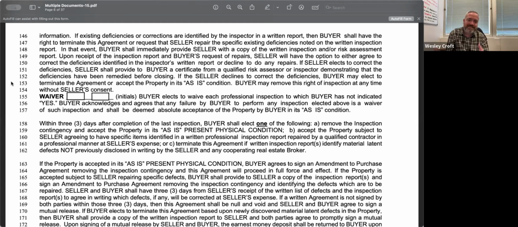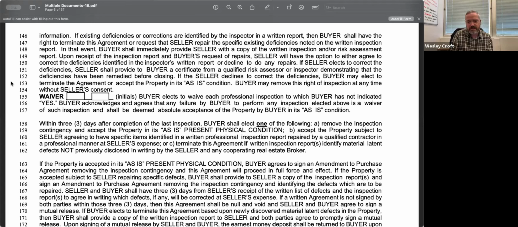So that's that. Line 155, waiver. Here's a really important thing. Buyer elects to waive each professional inspection to which they have not indicated yes. Buyer acknowledges and agrees that any failure by them to perform an inspection elected above is a waiver of such inspection and shall be deemed absolute acceptance of the property by the buyer in its as-is condition.